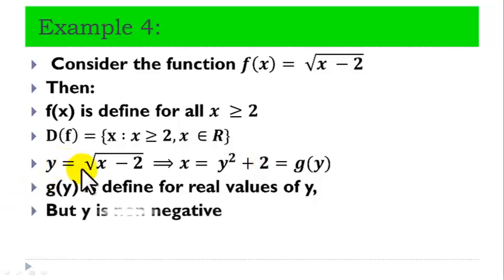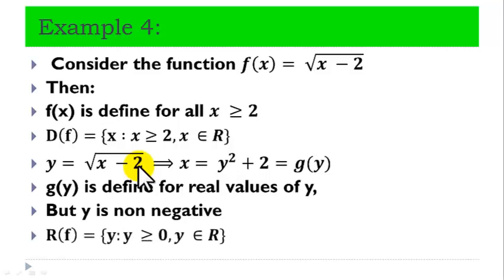But y equal to the square root of x minus 2 implies that y is a non-negative number. So therefore, the range of f is the set of all y such that y is greater than or equal to 0 and y is an element of R. That is, the range of f is the set of all real numbers greater than or equal to 0.